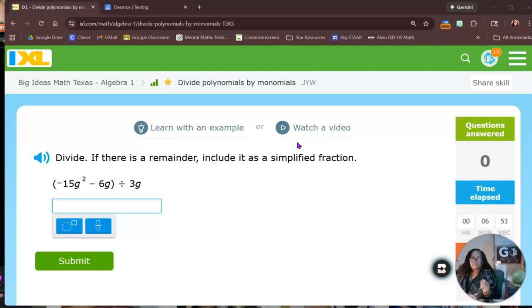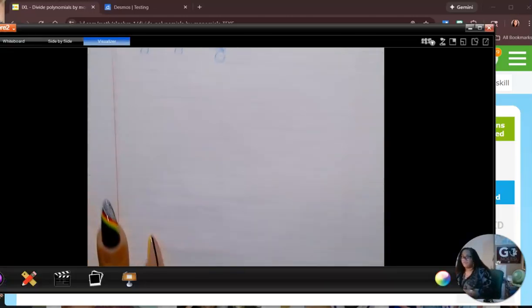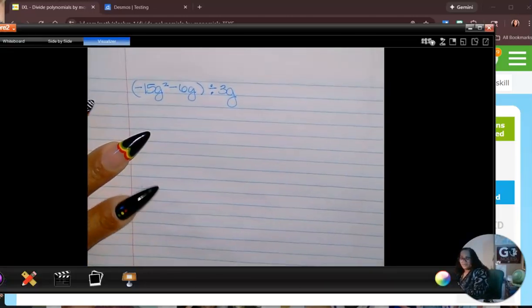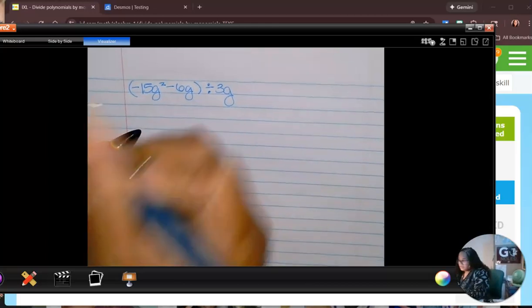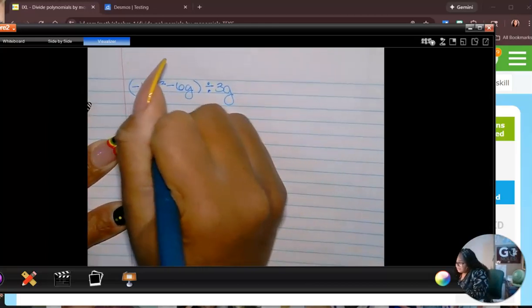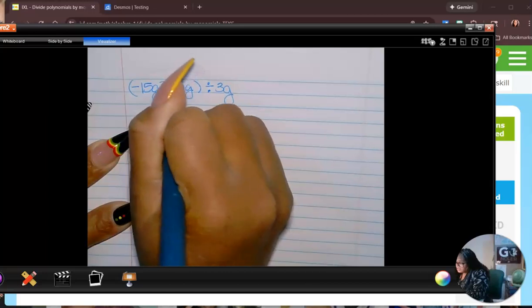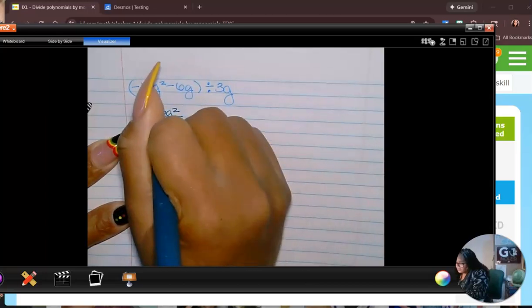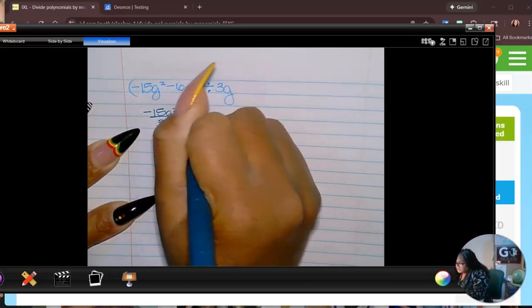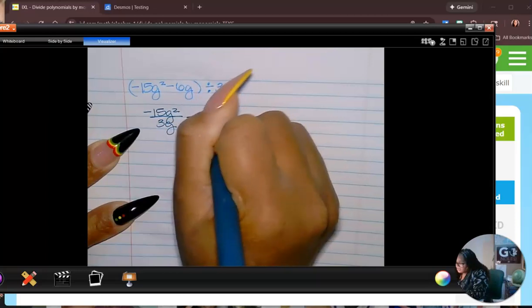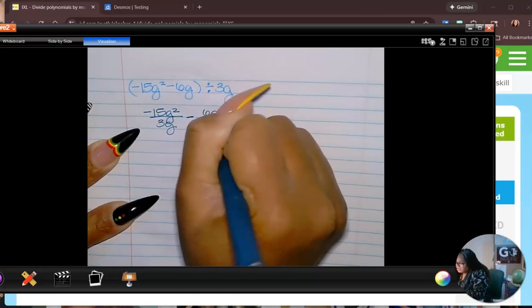This isn't going to be tested too heavily, so I'm just going to briefly go over it, and this is where we'd also check with decimals. So this is negative 15g squared minus 6g divided by 3g. So I wrote the problem down, and then I would suggest that you write them as fractions. So you're going to do negative 15g squared divided by 3g minus 6g divided by 3g.